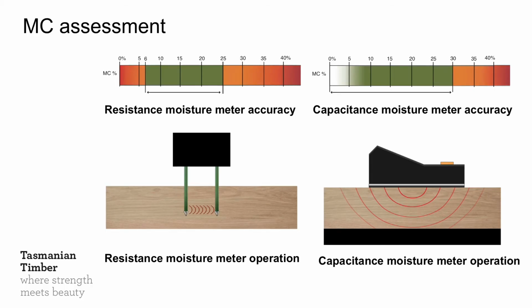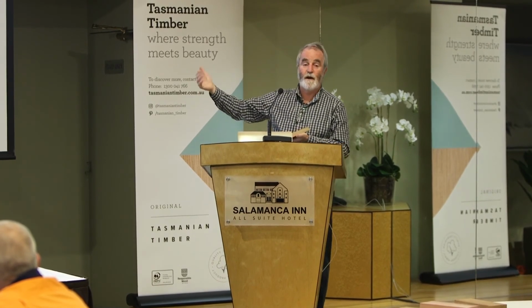Now, ways of measuring moisture content. There's two basic methods that are used. One's called a resistance moisture meter. There's a little diagram there on the left, where you've got an electrical device, you put two prongs in, there's electrical current between the two and it measures how much will go through. And that will give you a reading.